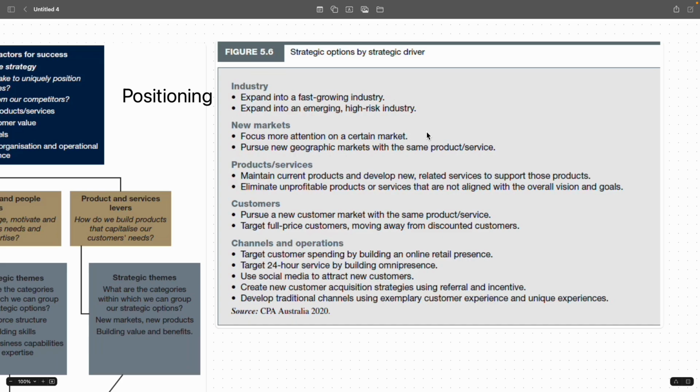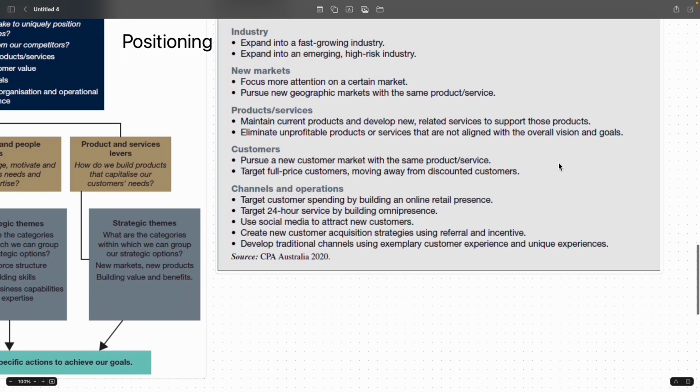Finally, you look at your channels and operations. Target customer spending by building an online retail presence. Maybe you can sell online. Target 24-hour service by building omnipresence. The word omnipresent means you are everywhere and you are there 24 hours. Got it? Use social media to attract new customers. This requires you to invest in social media marketing. Create a new customer acquisition strategy using referrals and incentives. Got it? So there must be some referral incentive. Develop traditional channels using exemplary customer experience and unique experiences. So you might have to think about what experience you are giving also. Does that make sense? Okay.